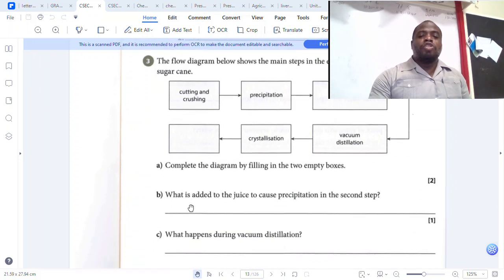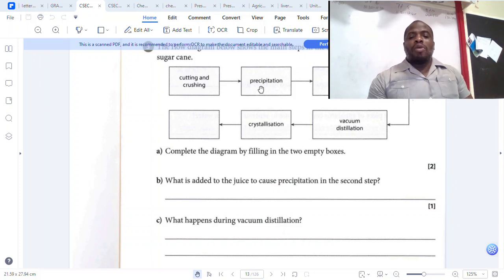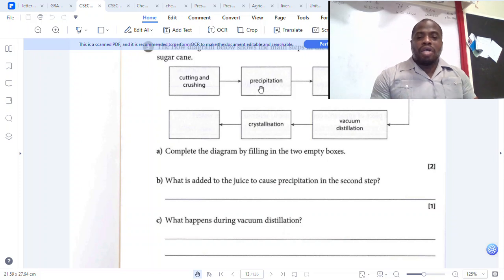What is added to the juice to cause precipitation in the second step? Now, if you wanted to precipitate out, we add what we call calcium hydroxide, and that is what is used to separate the solid portion from the liquid. So it helps in two ways. The contents is then neutralized, because the calcium hydroxide is alkaline in nature, so it basically neutralizes the acidic contents of the mixture.